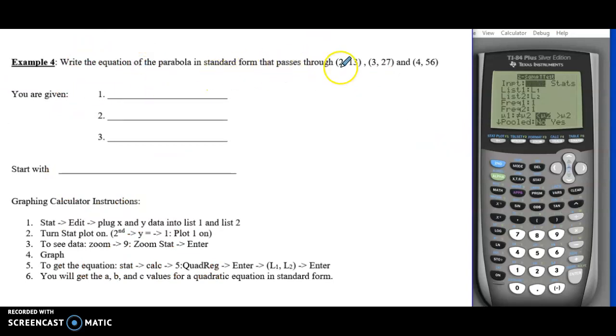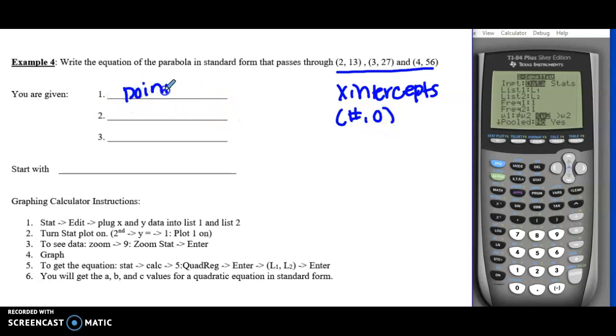All right, let's take a look at our last example here. This last one says write the equation of the parabola in standard form that passes through these 3 points: (2, 13), (3, 27), and (4, 56). First, you always want to check to see if those are x-intercepts, and you would know that if they were in the form with a number, 0, because then you could use factored form. In this case, I'm not given any x-intercepts because I don't have anything, 0. So I'm given 1 point on the graph, a second point on the graph, and a third point on the graph.